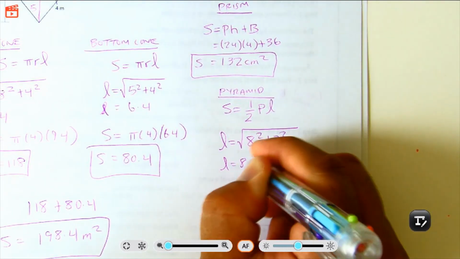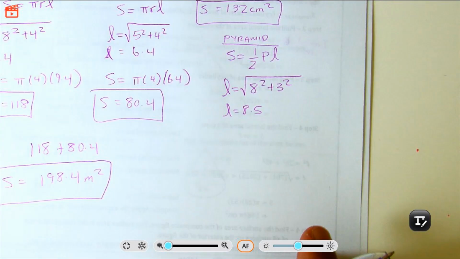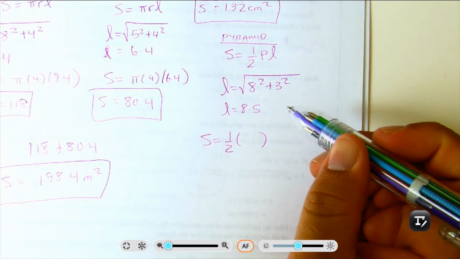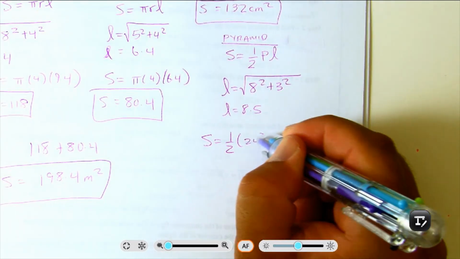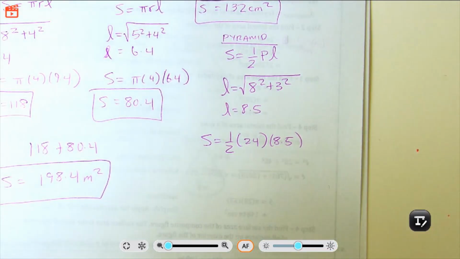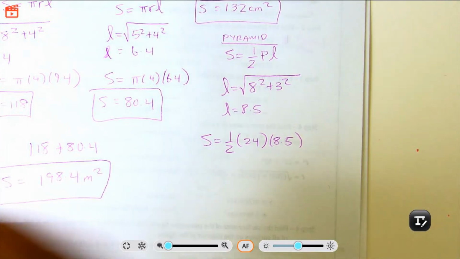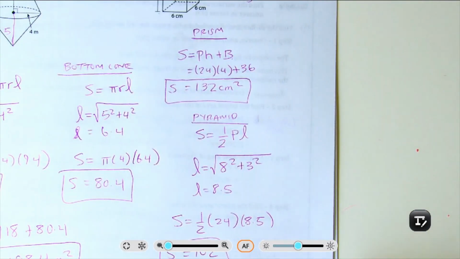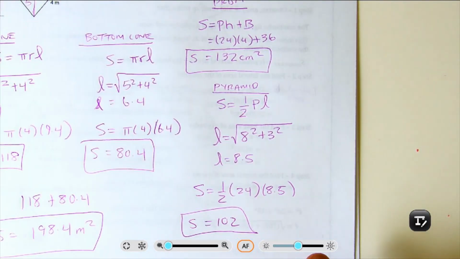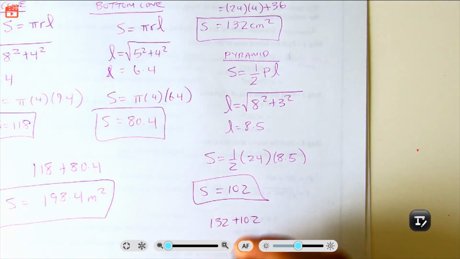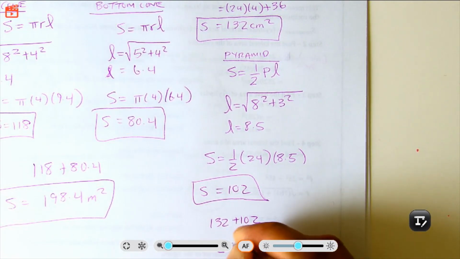Okay, so now I have my formula. S is equal to 1/2. Now my perimeter is going to be 24, and my slant height is 8.5. So I end up getting 102. So now I combine both surface areas. 132 plus 102 gives me 234 centimeters squared.